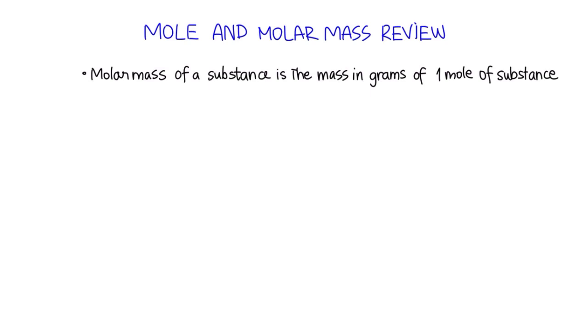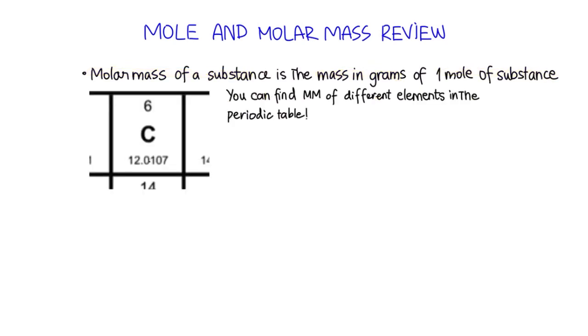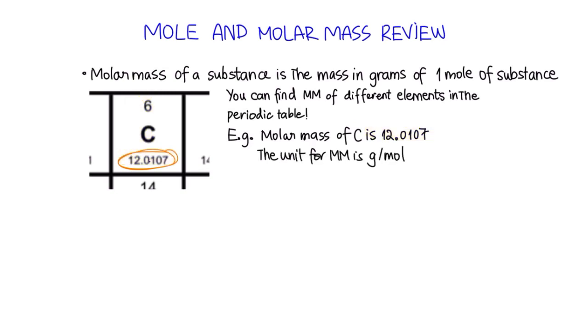Now let's move on to molar mass. The molar mass of a substance is the mass in grams of 1 mole of that substance. And you can find the molar mass of different elements in a periodic table. For example, if you look at the periodic table right here, you can see that carbon has the molar mass of 12.0107, and that's the number right below the letter C right here. The unit for molar mass is grams per mole, and that means 1 mole of carbon weighs 12.0107 grams.